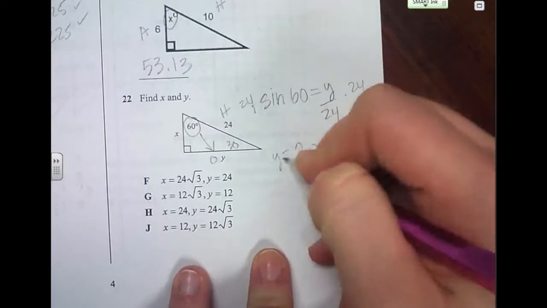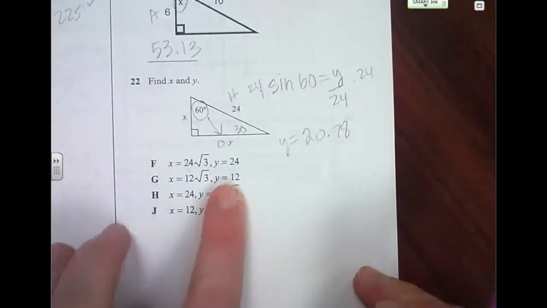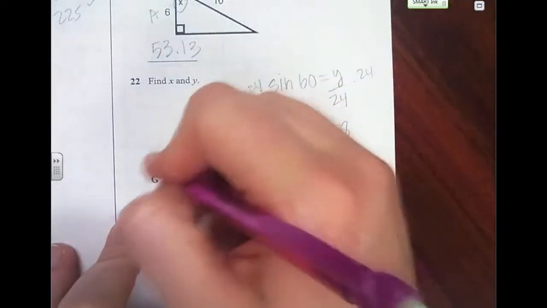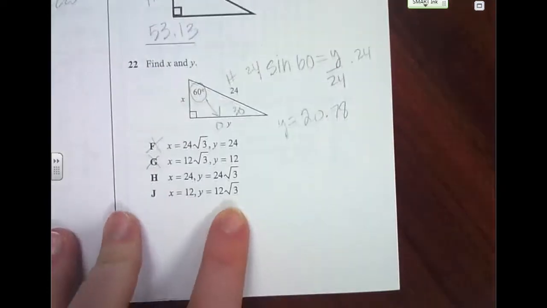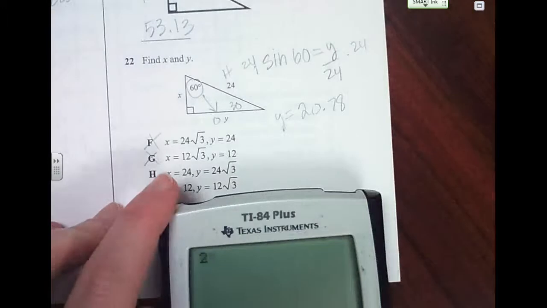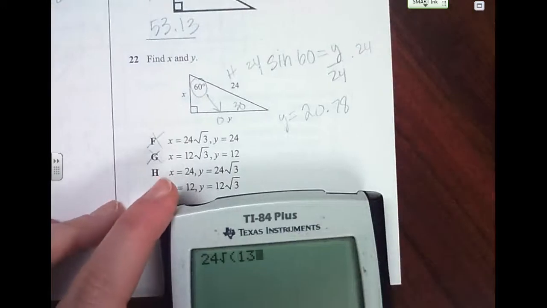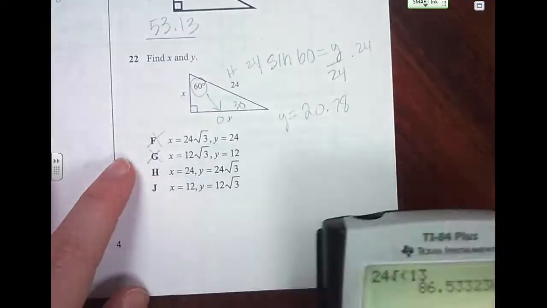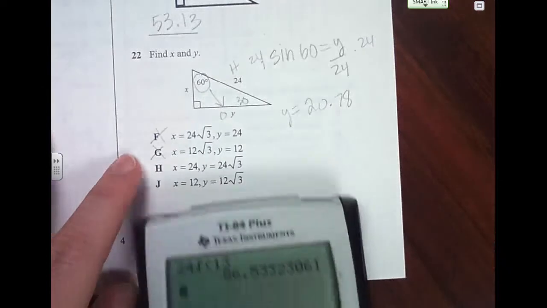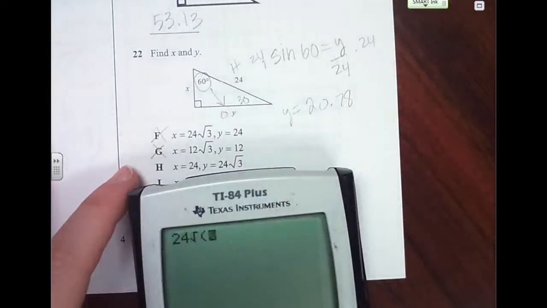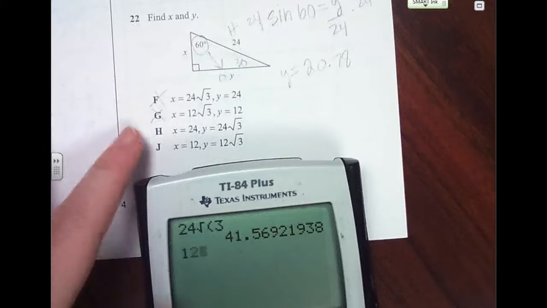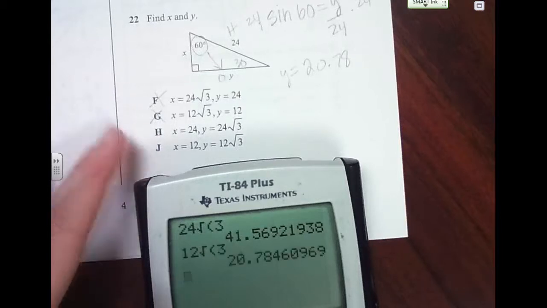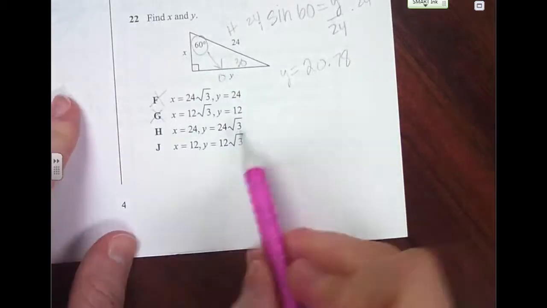20.78 for y. Now my answer choices here, I've got 24, well that can't be it, and I've got 12, that can't be it. So let's plug these in and see which answer choice is the same. If I put in 24 square root 3, that's 41.56. And if I put in 12 square root 3, that gives me 20.78, which is what we got.